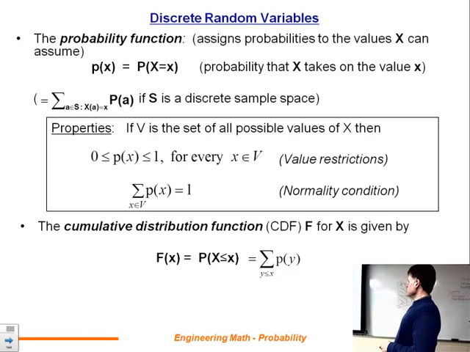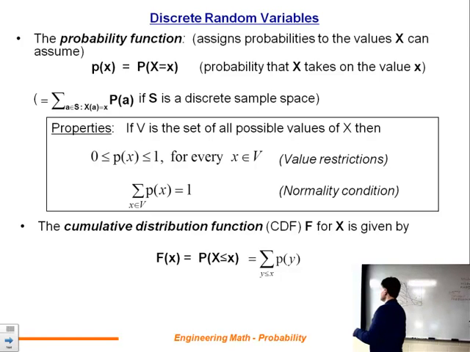The cumulative distribution function for a random variable x, we call that F. This is the probability that x is less than or equal to a particular value. So this is another function of a real number x. It's the probability of the event that the value of the random variable is less than or equal to, say, 10, or any x.